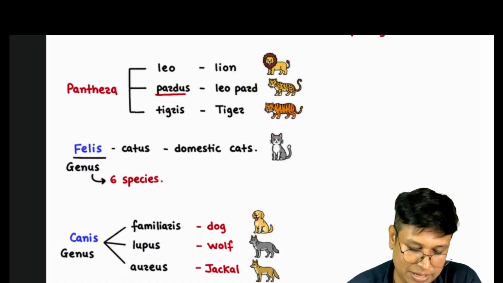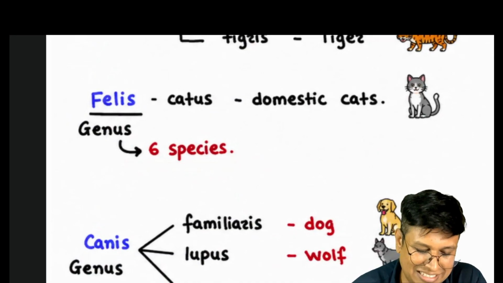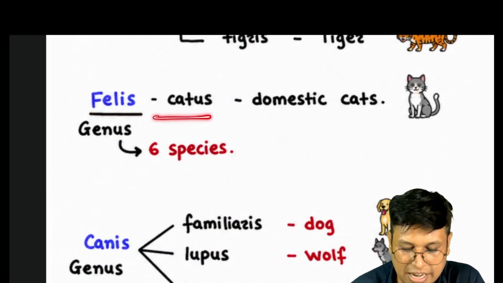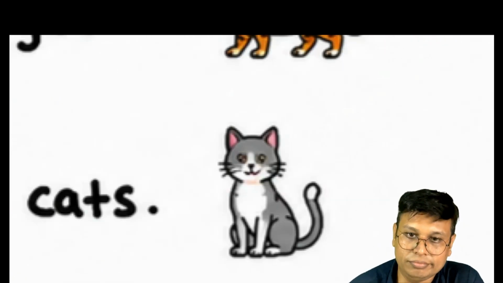Very easy example here. Generally, the domestic cat genus has six species. This is extra. Genus Felis, and Felis catus is nothing but the domestic cat. Very cute one.